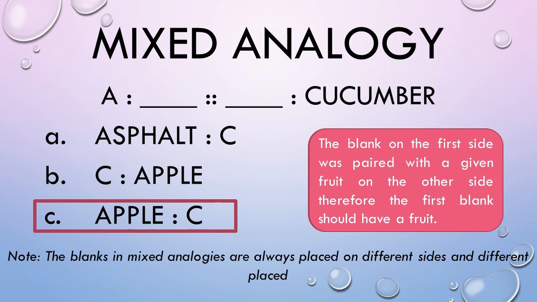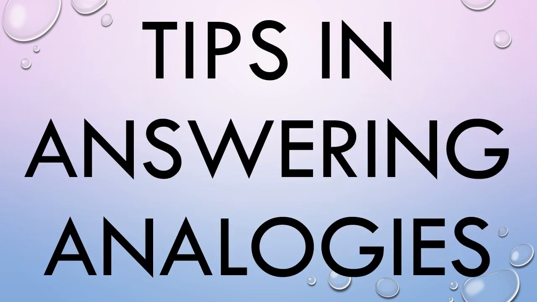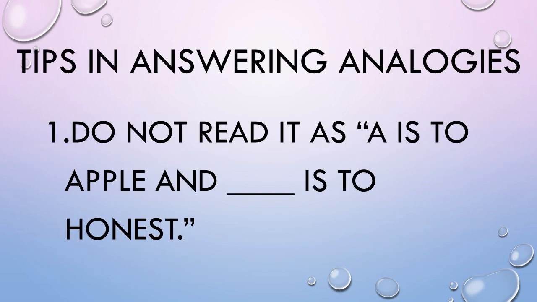For this item, the correct answer is letter C. Answering analogy may seem very easy. However, it is still best to pack some tips on how we can correctly fill these analogies with its missing word or words. The first thing that you have to remember is to not read analogies like A is to apple and blank is to honest.